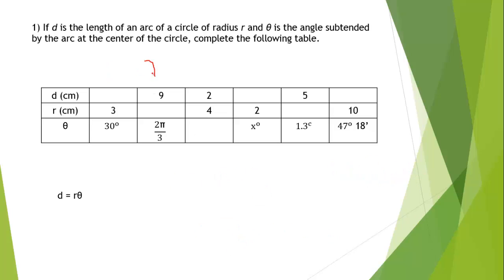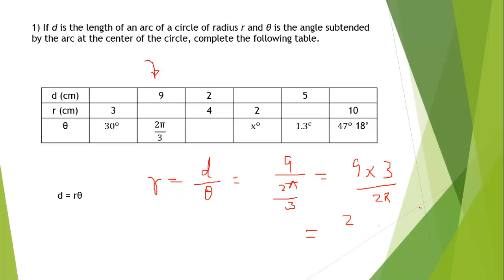Now moving on to the next column, where d and theta are given, so the value of r needs to be found. So r equals d over theta. Theta is in radians, therefore 9 by 2 pi over 3, which equals 9 times 3 by 2 pi. So 27 by 2 times 22 by 7, where we take the 7 to the top, it becomes times 7. By simplifying, this expression gives us 4.3 centimeters.